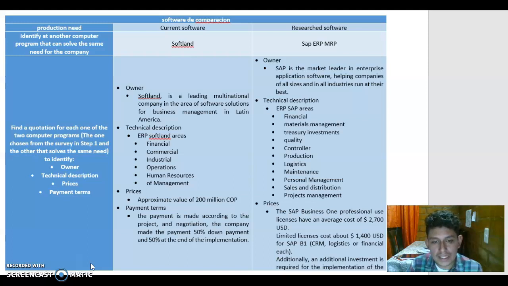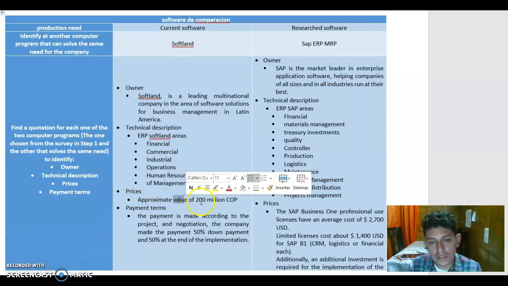What is program characterizes its license and each software is a leading multinational company in the area of software solutions for business managers and Latin America. Its price is an approximate value of 200 million.